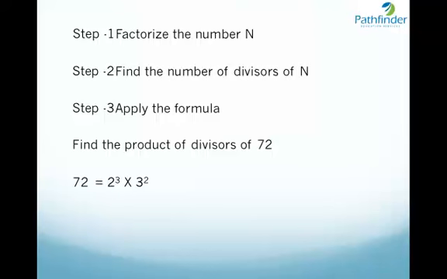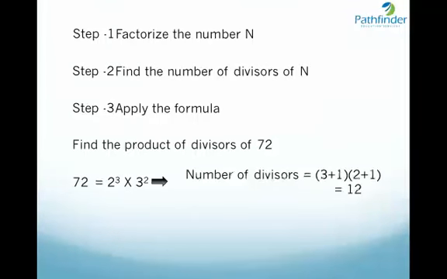72 can be prime factorized as 2 cube into 3 square, and on applying the formula for the number of divisors, the number of divisors will be 3 plus 1 into 2 plus 1, which is equal to 12. You should remember the formula for number of divisors from the previous session.